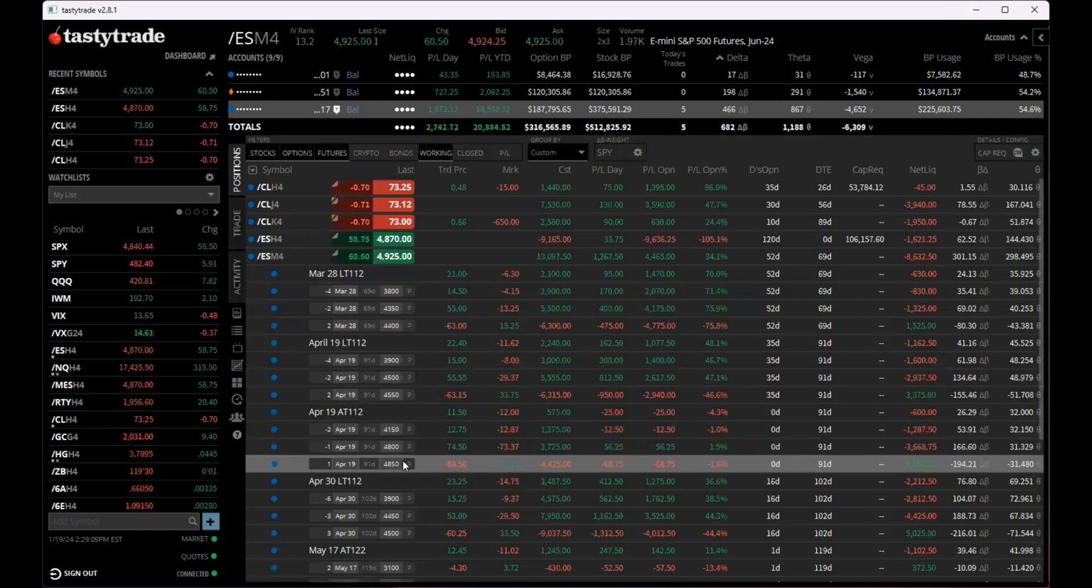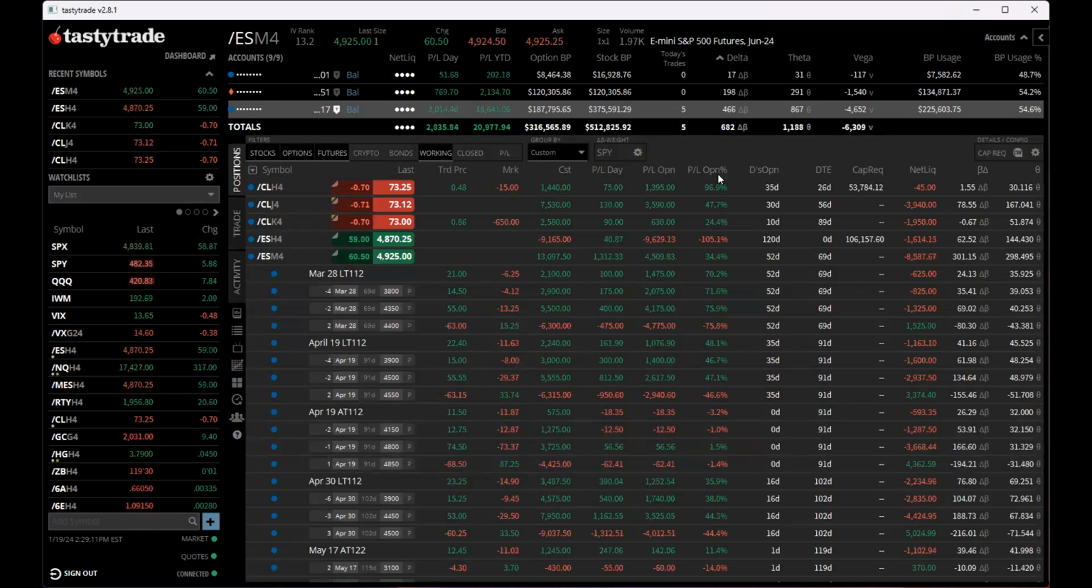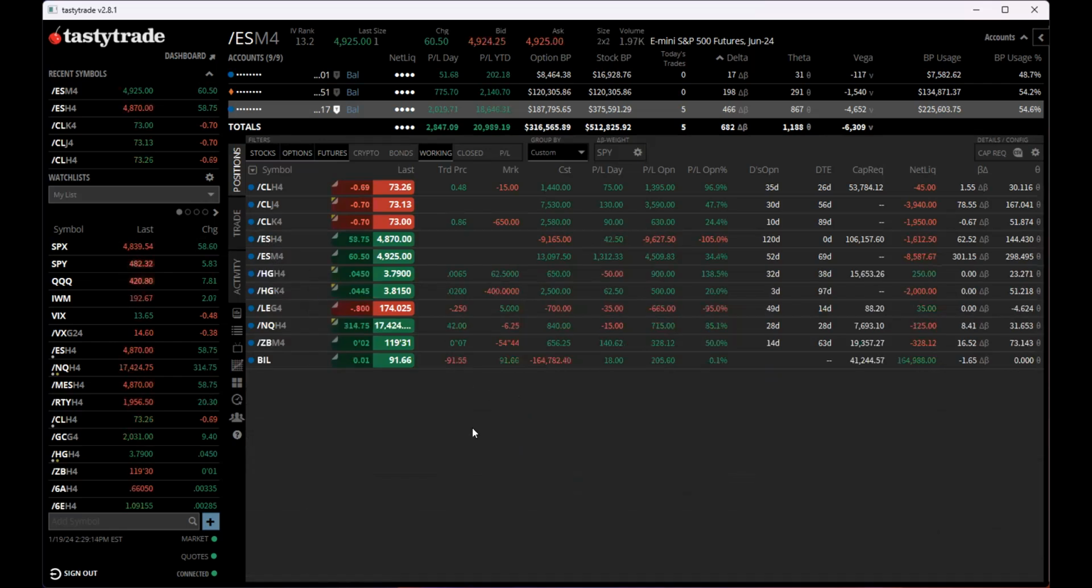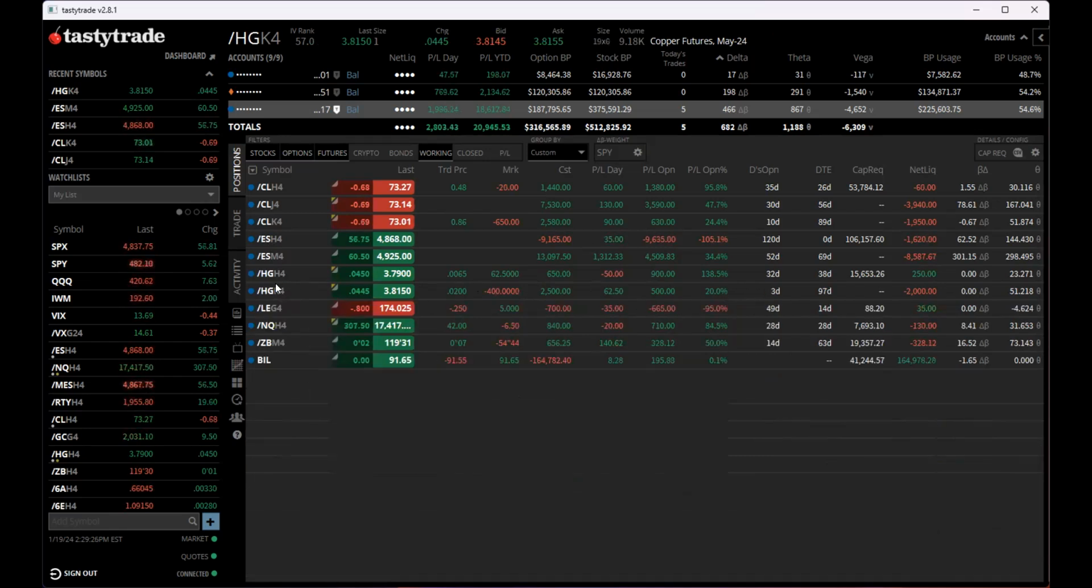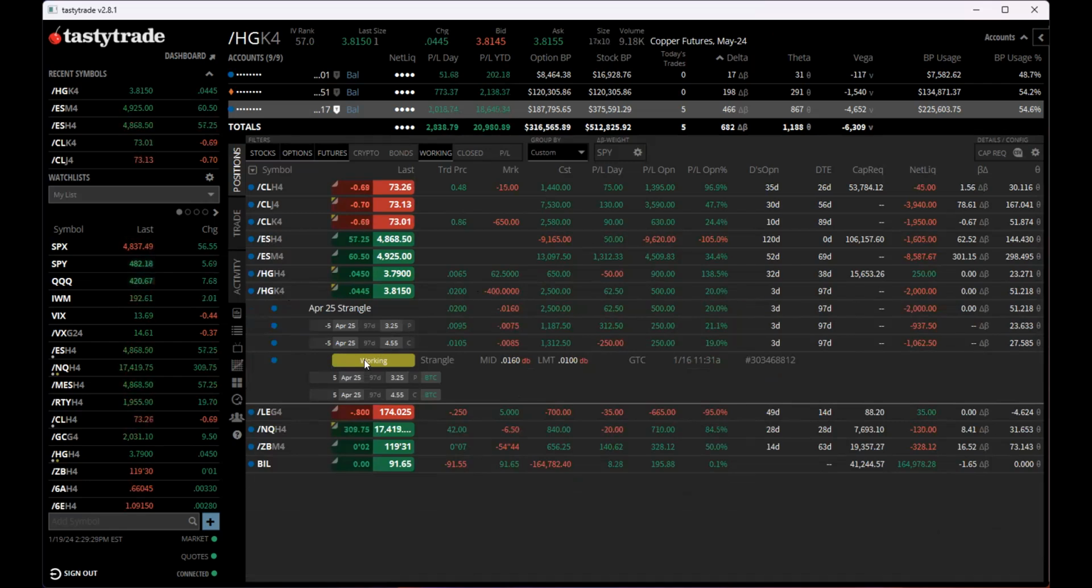So we still have buying power left. Not that you have to go run out and spend it today. And these strangles on copper have just been killing it. We've been closing them for 30% in 10 days. This one's now 20% in 3 days. Okay, it's just killing it.